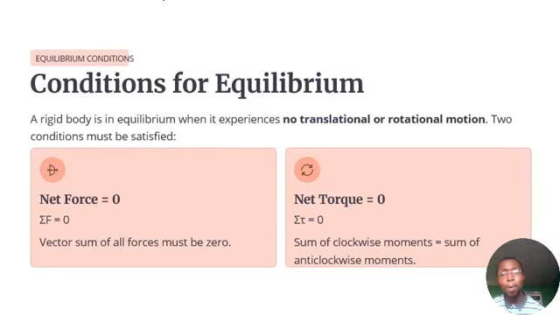So having said that, let's now talk about the conditions that will make an object be at equilibrium. Remember, we've said that for an object to be in equilibrium, that object must not rotate, neither should it translate. In other words, move forward or backward or move on a straight line. So for this object not to rotate or translate, two conditions must be obeyed. Number one, the total force acting on that object must be zero. And then the total moment of force on that object must also be zero. So the net force must be zero and the net torque, which is also moment of force, must be zero. These are the two conditions that must be met for an object to be at equilibrium.